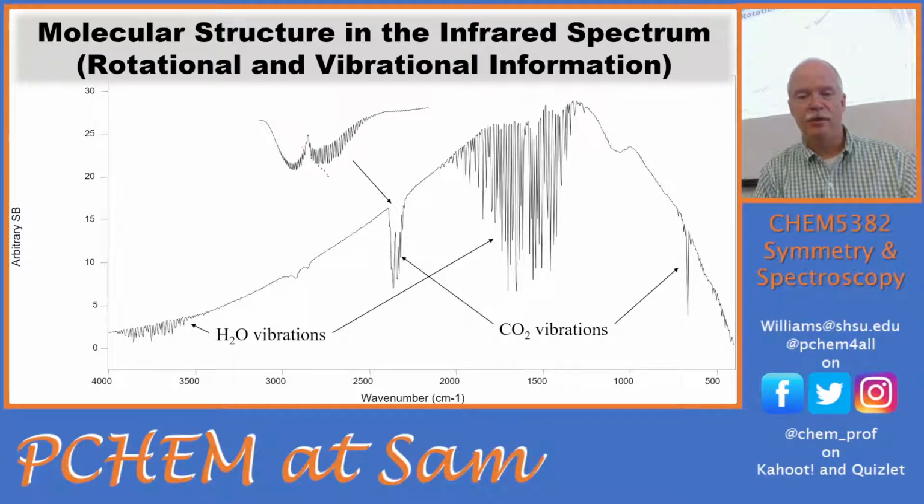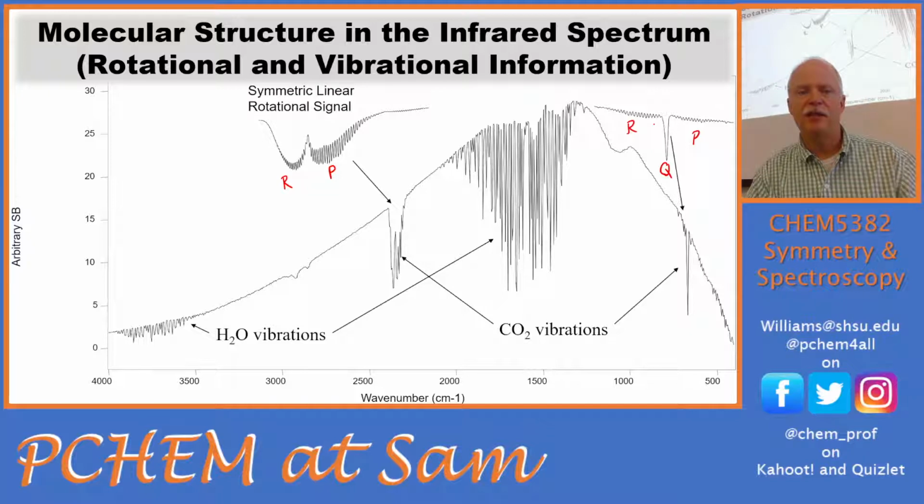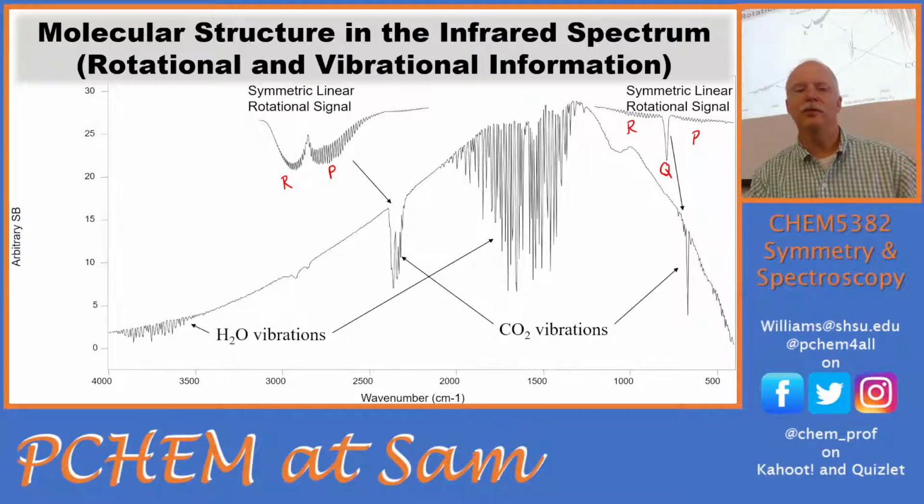If you take my undergrad class, you'll see that this is a P branch and an R branch that are related to the rotational structure of that molecule. And this is a P, Q, and R branch over here in the bending mode of CO2. And these are the signals that you get from a linear molecule or a symmetric molecule, but for CO2 it's a linear structure, and so these are the signals we're getting to show that that is a linear structure.